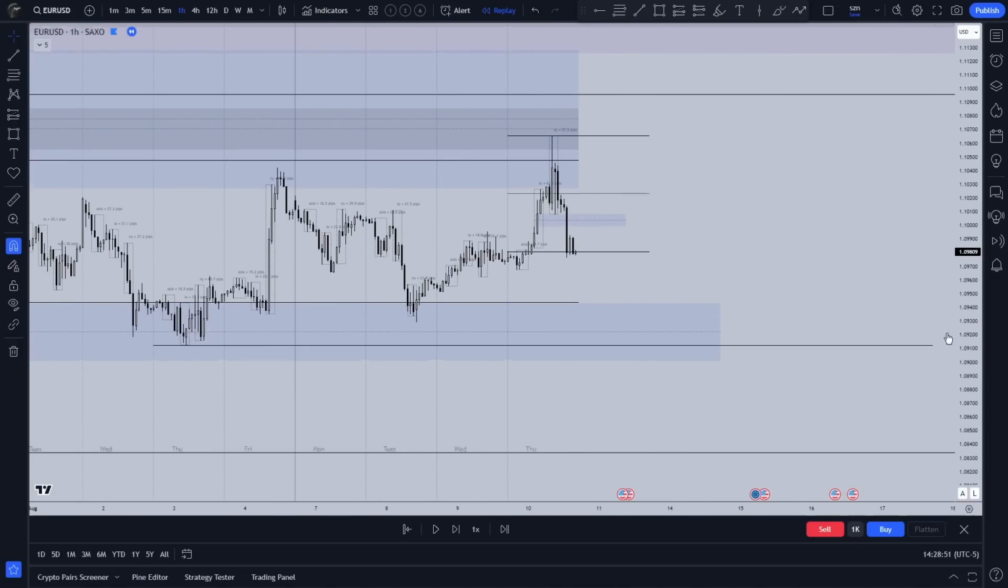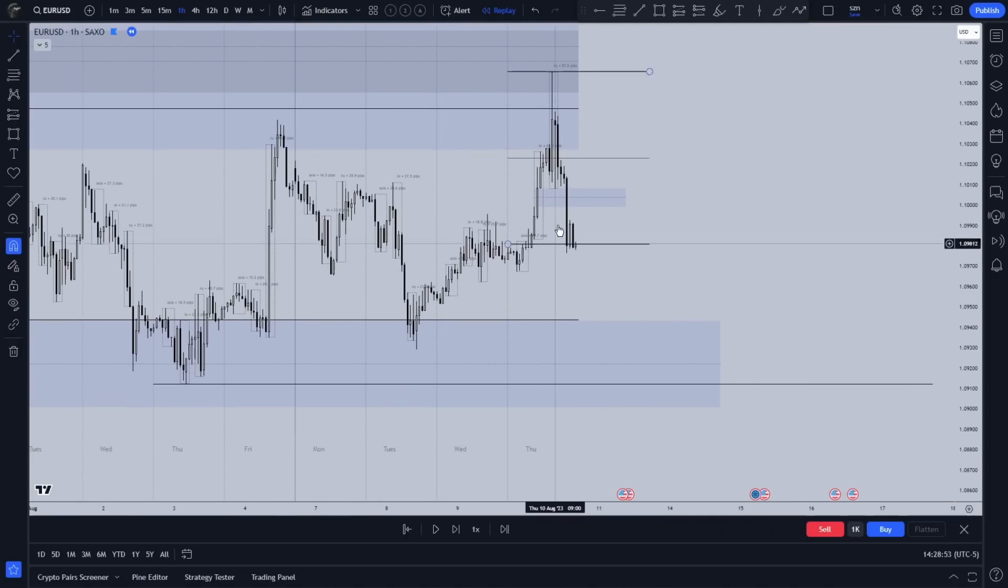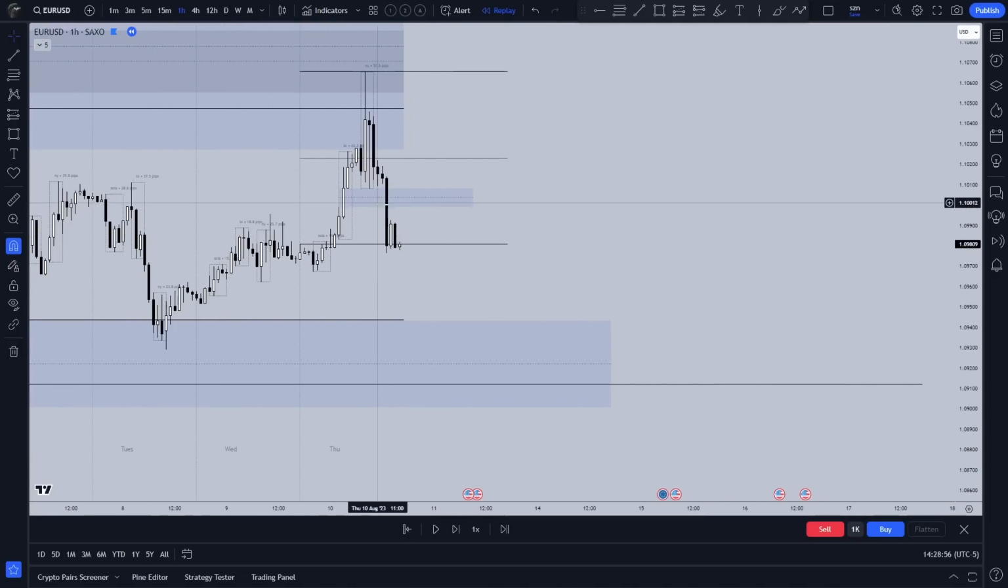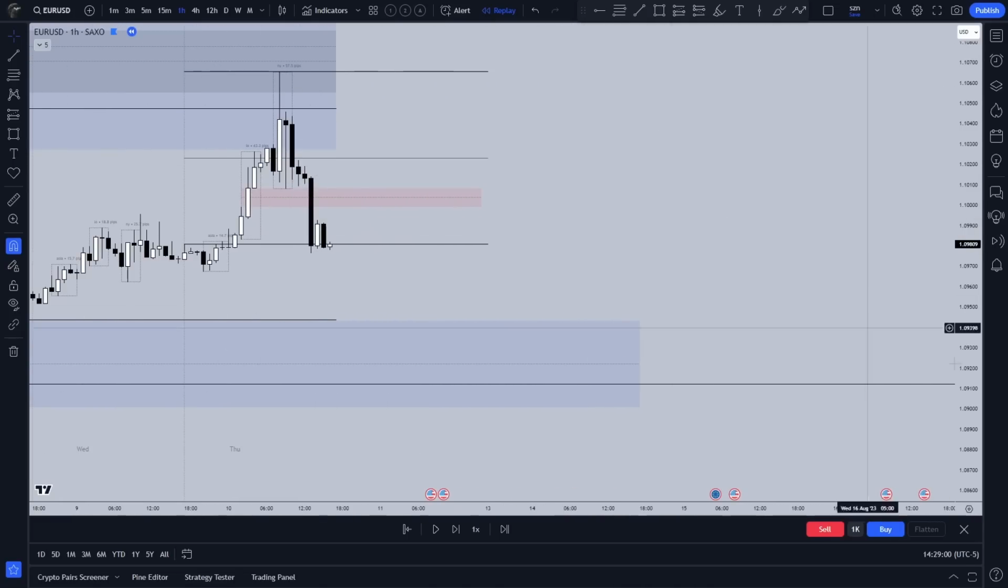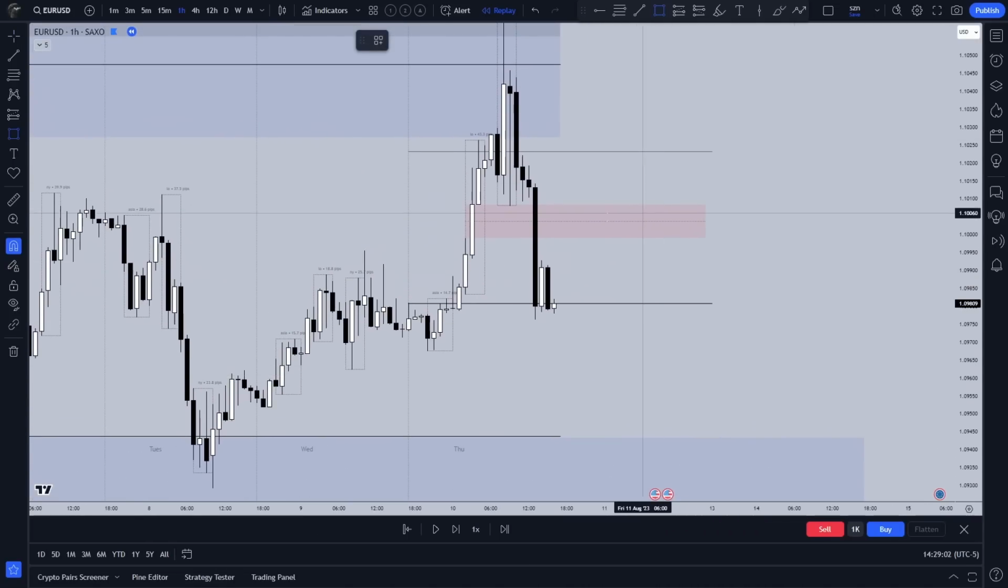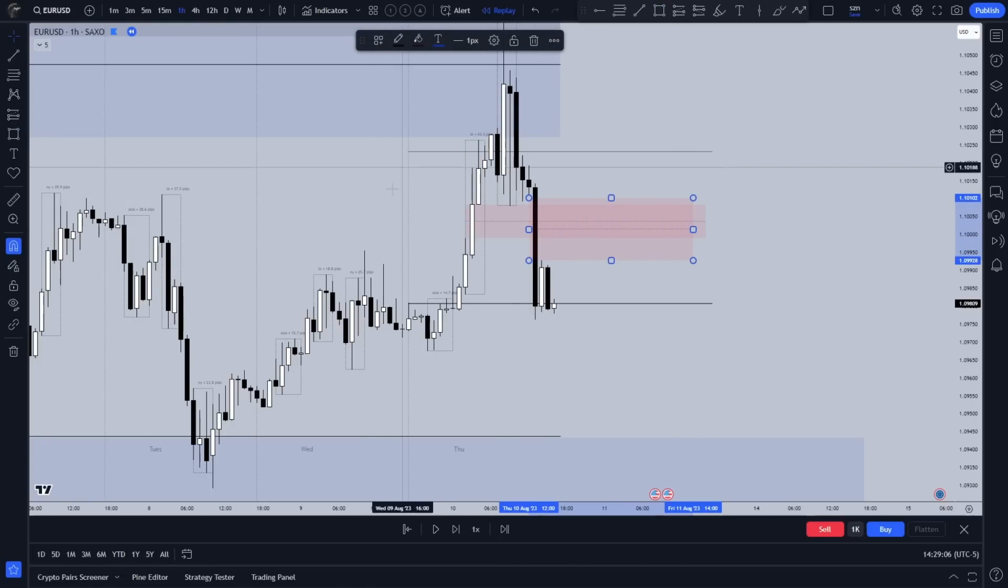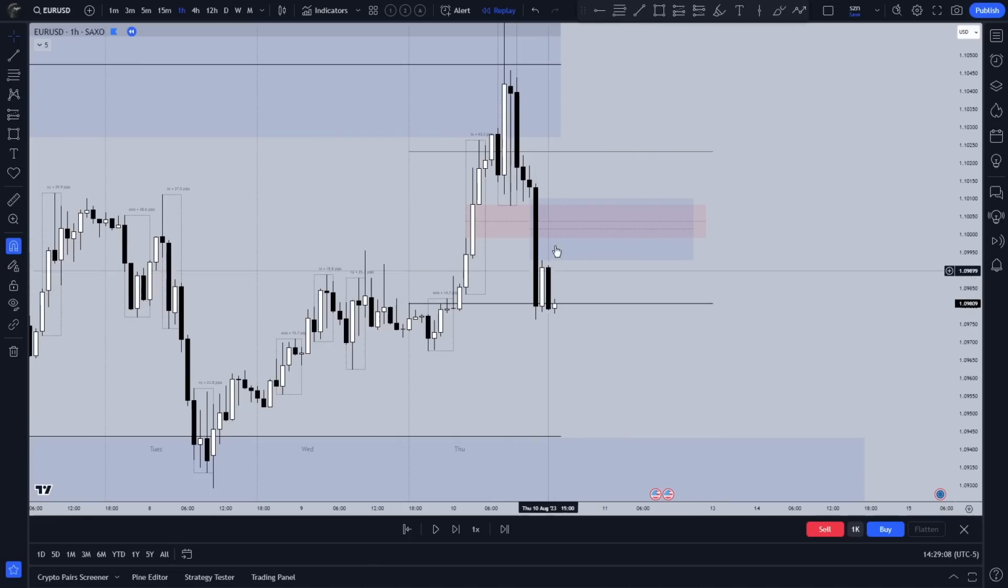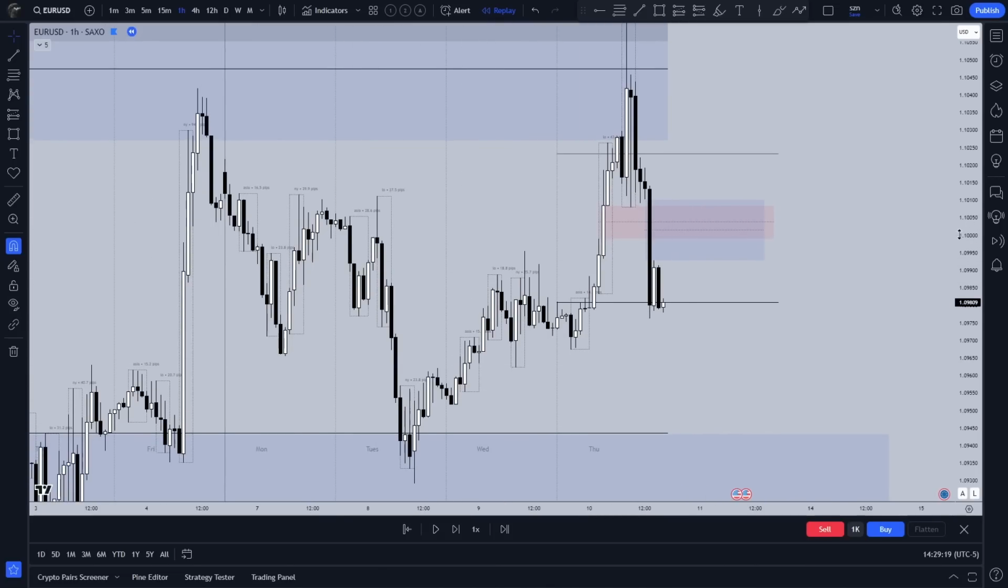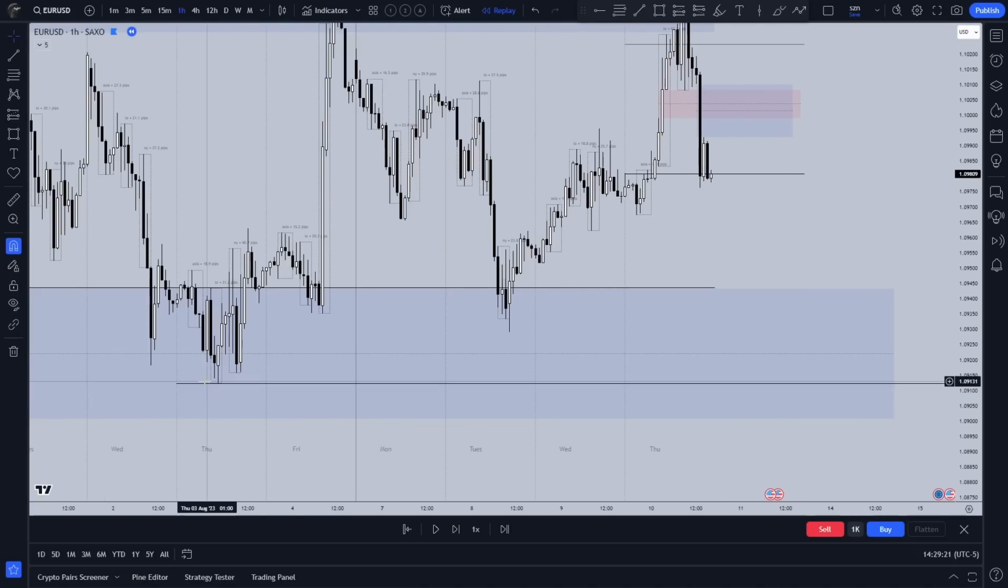So now I refined, as mentioned, my daily PD array into an H1 PD array. We have this H1 balanced price range, and we obviously also have this H1 fair value gap right here. So this entire POI here, the H1 fair value gap and the H1 balanced price range, would be my intraday POI to look for lower time frame executions into the lows here and the lows here, right?